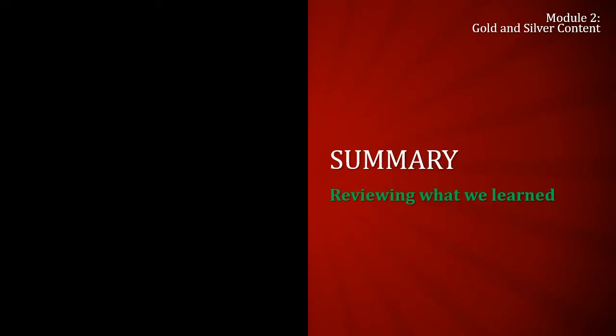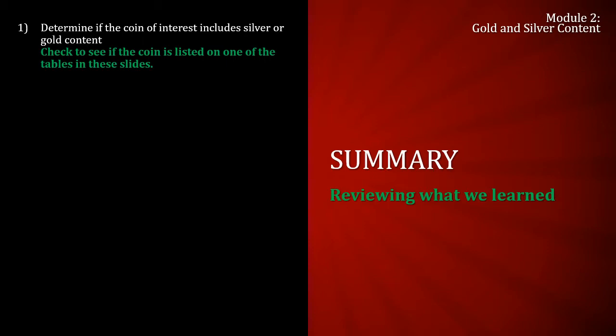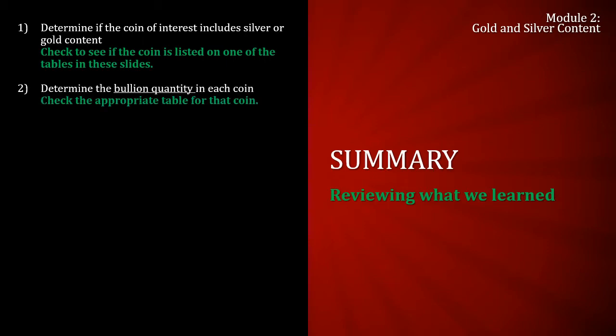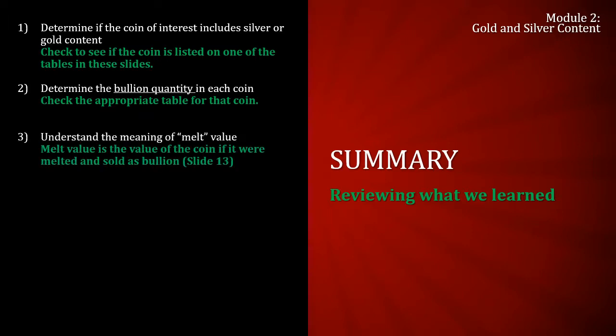In summary, this is what we learned in this module. We determined if the coin of interest includes silver or gold, and we do that by looking at the tables to see if the coin's listed. We only listed coins that had silver or gold content. Determine the bullion content of each coin. There's tables to show what that is for the coin of interest.